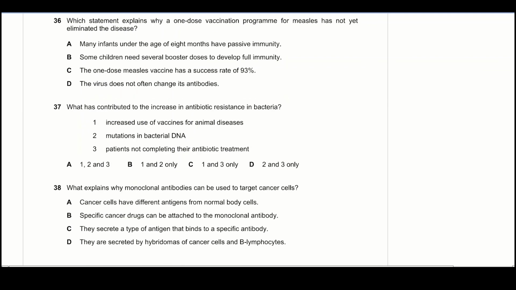Which statement explains why a one-dose vaccination program for measles has not yet eliminated the disease? A. Many infants under the age of 8 months have passive immunity. This has nothing to do with vaccination because vaccination is actually artificial active immunity, not passive immunity, so this is incorrect. B. Some children need several booster doses to develop full immunity. This is correct. In some cases, booster doses are required, and a single dose vaccination does not have an effect, so this might be correct. C. The one dose measles vaccine has a success rate of 93%. If this was the case, the disease would almost be eradicated. But here it says the vaccination has not yet eliminated the disease.